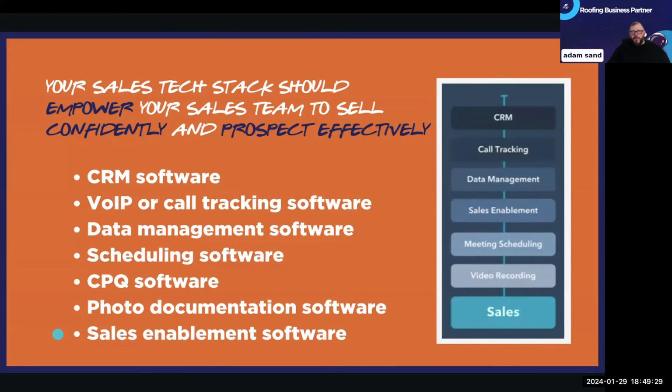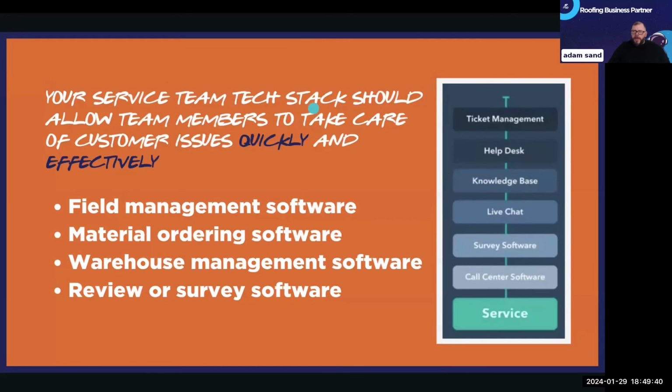And then sales enablement is tools that will drive more efficiency and effectiveness. Like that's like the Mission Control app that we made, or Trainual, or stuff like this is going to enable your sales team. Then you're going to have your service team, right? This is for things like your production, right? So you're going to have the field management software, knowing what's going on in the field, material ordering software, warehouse management, and then also getting reviews and surveys to learn how to serve your customers better.